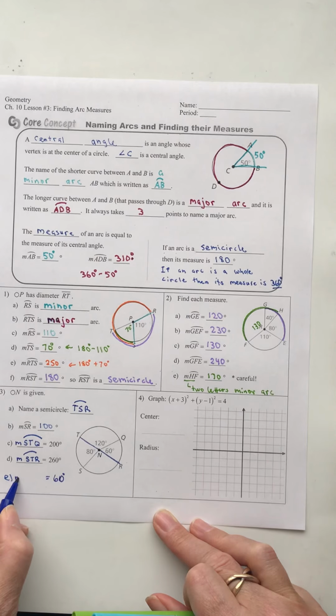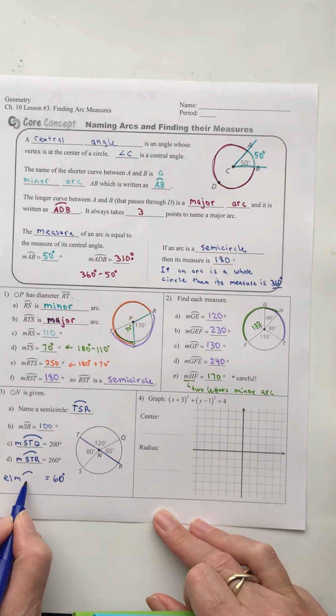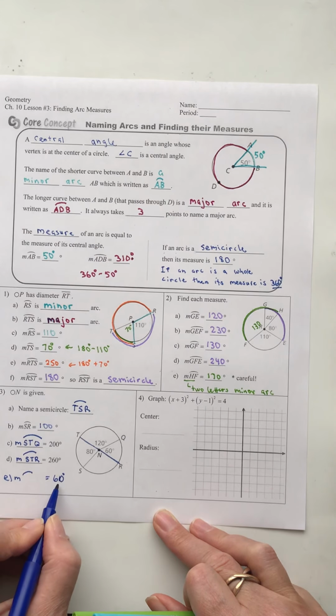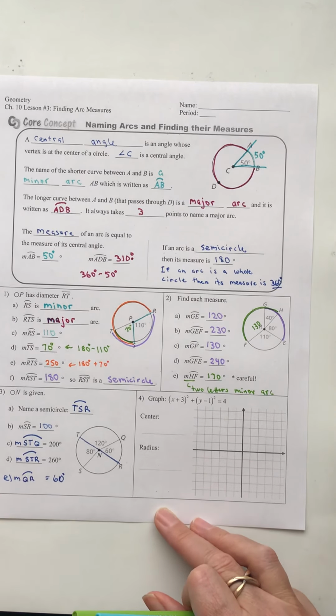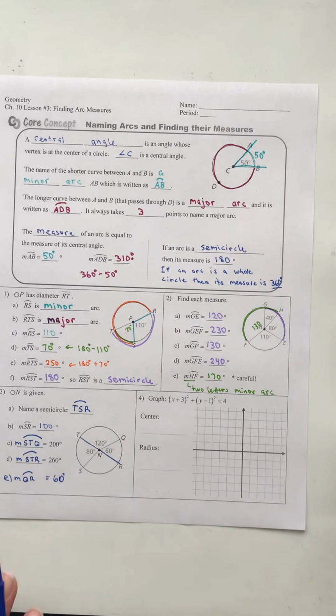All right, so what if I wanted one that was 60 degrees? Then I would say the measure of arc, and think to yourself how many letters I need here. If this is 60 degrees, it's less than 180, so I only need two letters, and I would say Q to R.